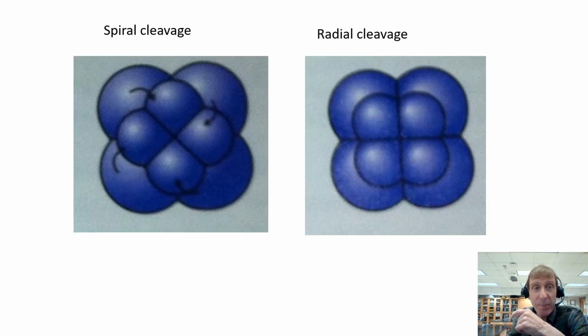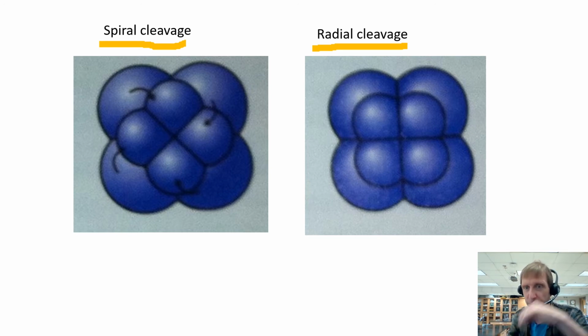It's the best example I have showing you the difference between spiral cleavage, which is like in mollusks, and radial cleavage, which is pretty much everything we're looking at. So in lab, don't put down spiral cleavage for anything. You'll be wrong because I don't have any good slides of it.